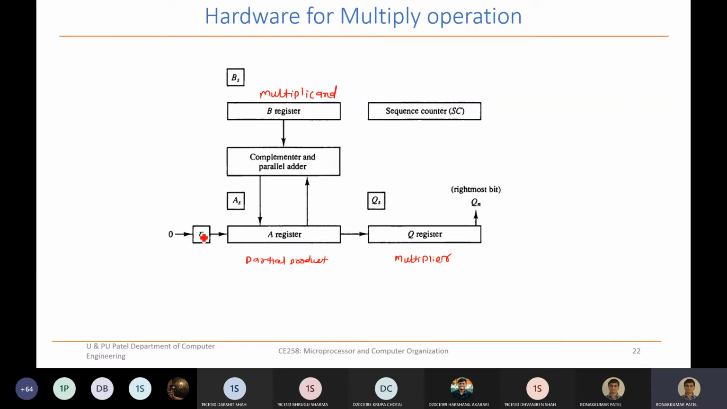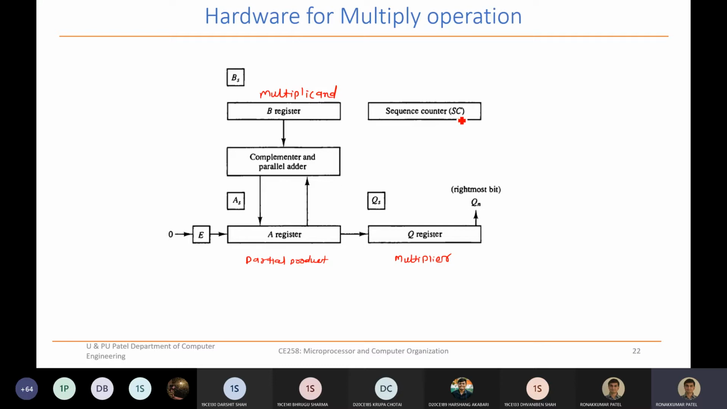There is some E associated with this, and you can see there is a line to the right hand side. So this shows the right shift. Now your sequence counter.